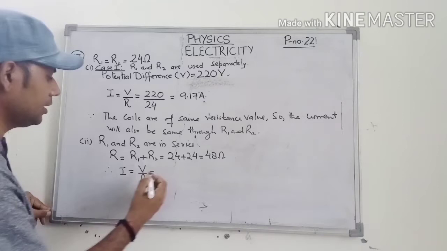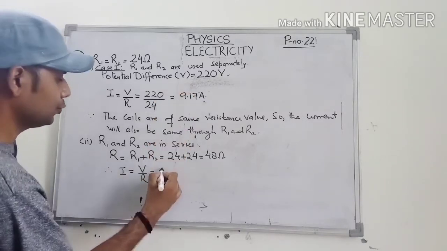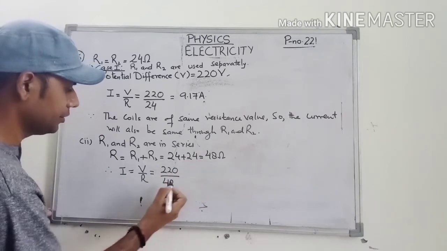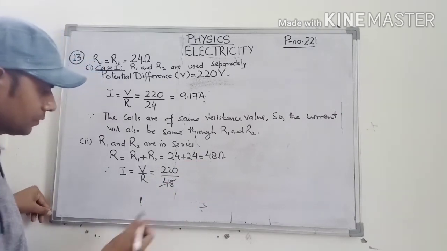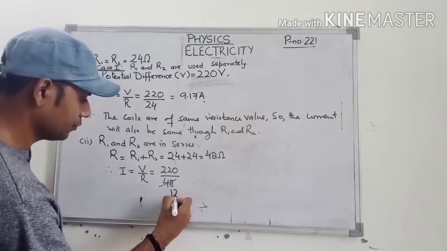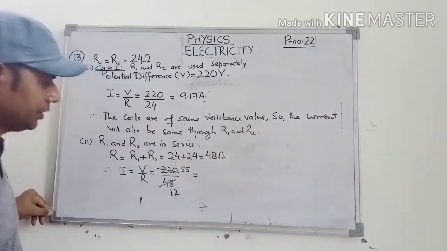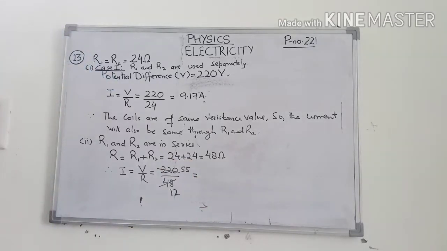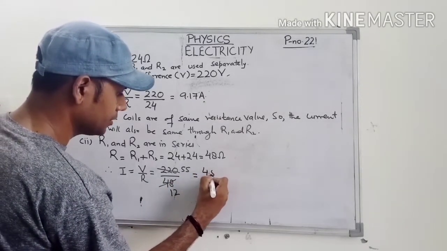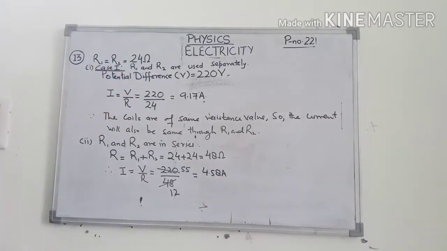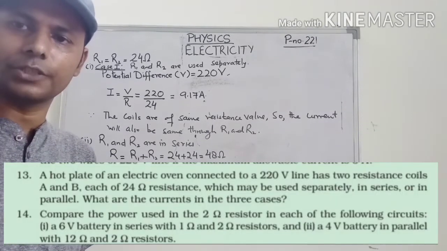What is the value of V? It is 220. And what is R? 48. Dividing by 2, or you can divide it by 4. 4 12s are 48, 4 5s are 20 and 4 5s are 20. Dividing 55 by 12, what you will get? 4.58 amperes. So this is the current in the series combination. Clear?